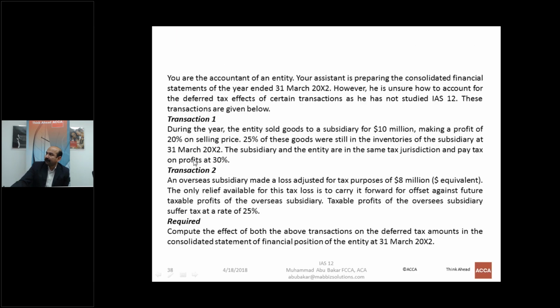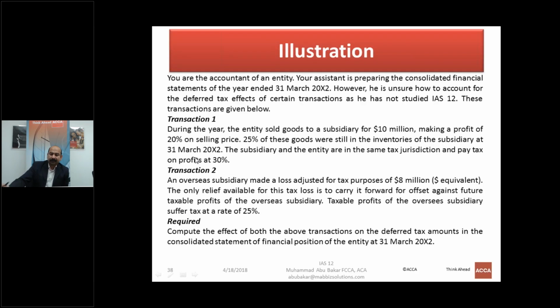Then this is again the repetition. We can look at two small illustrations with the help of its answers. Illustrations are: you are the accountant of an entity. Your assistant is preparing the consolidated financial statements for the year ended 31st March 2022. However, he is unsure how to account for the deferred tax effects of certain transactions as he has not studied IAS 12. These transactions are given below.